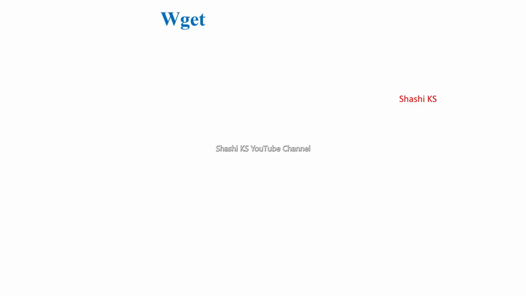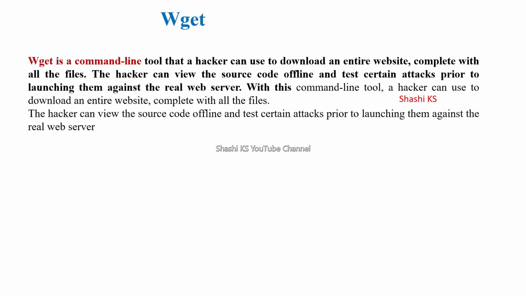We have another command line hacker tool called wget. It is basically used by a hacker to download an entire website completely with all the files. So the source code can be viewed offline and certain attacks can be tested before launching the attack against a real web server. A hacker will be able to view the source code offline and also test it.